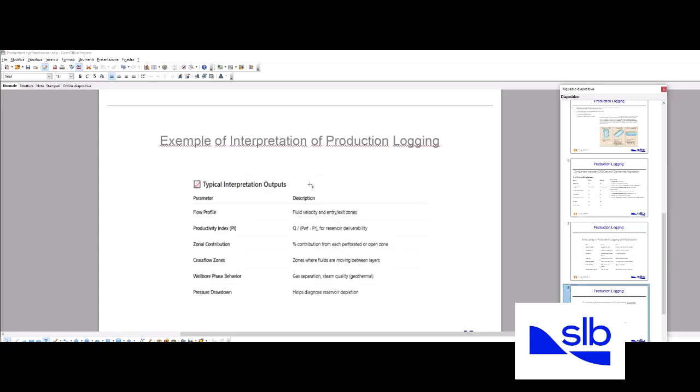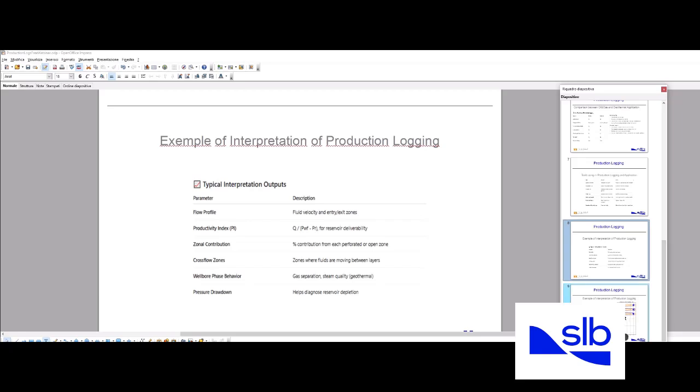We also have an example of interpretation of production logging. For example, for a profile, we can show the fluid velocity in different types of zones. The production index is for reservoir deliverability, zonal contribution from each perforated or open zone, cross flow, meaning zones where fluids are moving between layers, wellbore phase behavior, gas separation, steam quality in geothermal, and pressure drawdown, which can help in diagnosis of the reservoir.